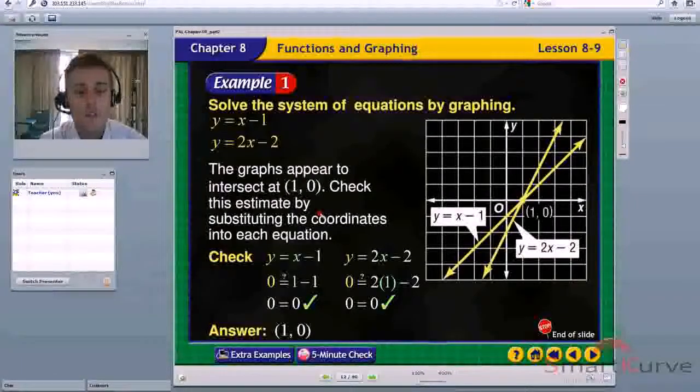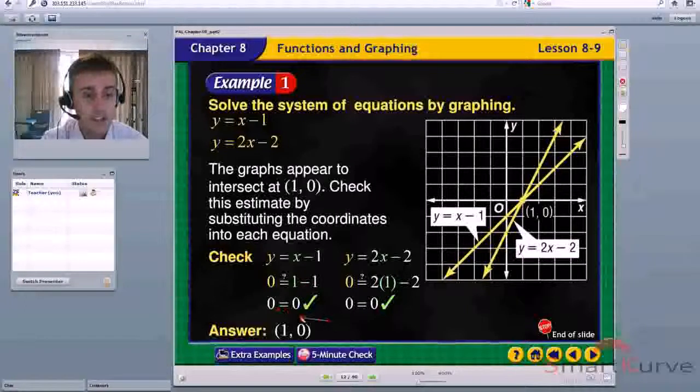Solve the system of equations by graphing. y equals x minus 1, y equals 2x minus 2. The graph appears to intersect at (1, 0). Check this estimate by substituting the coordinates into each equation. Well, we have y equals x minus 1, 0 equals 1 minus 1, yes. y equals 2x minus 2, 0 equals 2 times 1 minus 2, yes. The answer is (1, 0).